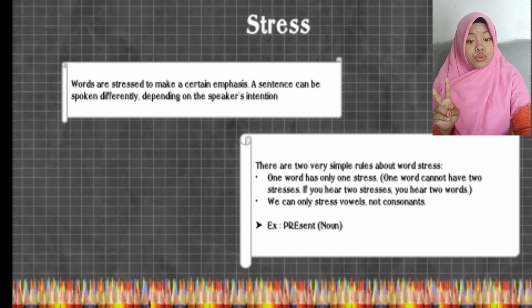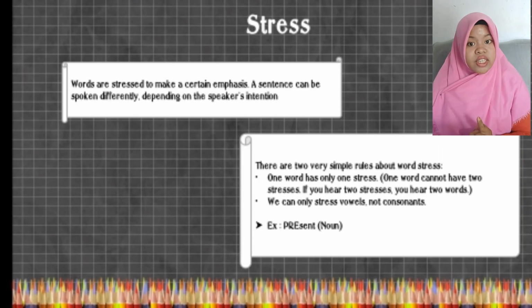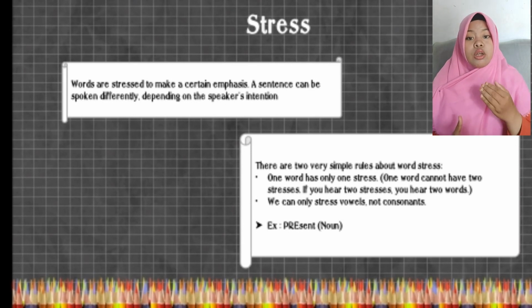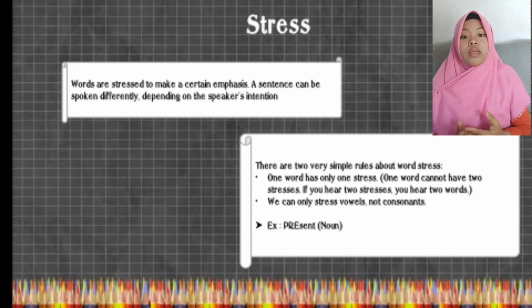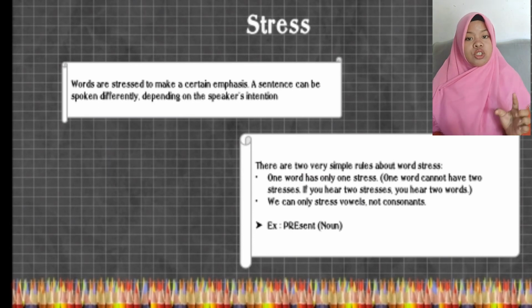There are 2 very simple rules about word stress. First, one word has only one stress. One word cannot have 2 stresses. If you hear 2 stresses, you hear 2 words. Okay? And the second rule is we can only stress a vowel, not a consonant. For example, present as a noun. Pray. Stress is on the "pre".